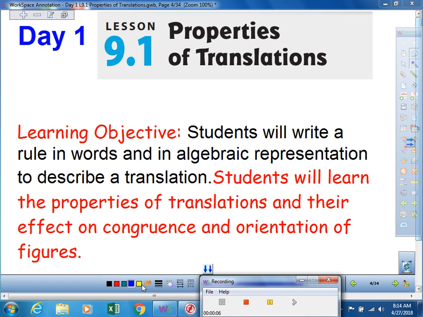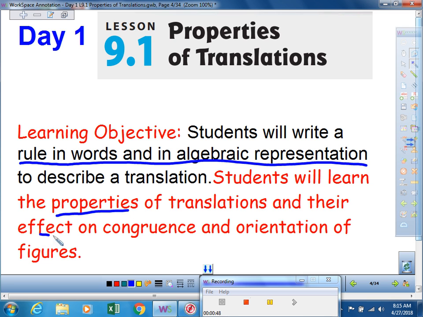So, what happens when we translate a figure? That's what this says. What happens to the original figure when we translate it? So we're going to write, this is what you need to know. Rule in words and algebraic representation and properties that affect congruence and orientation.